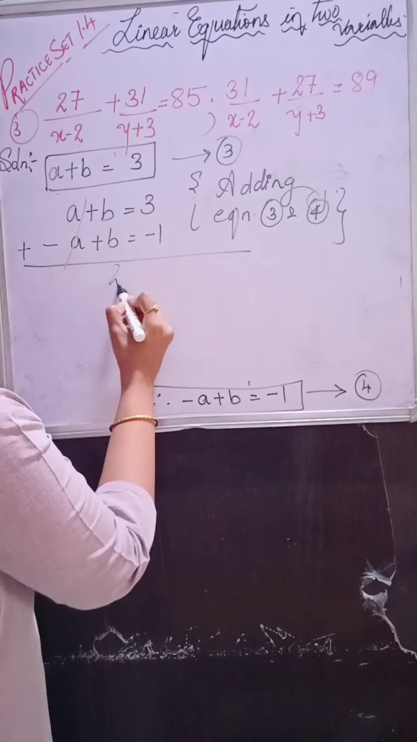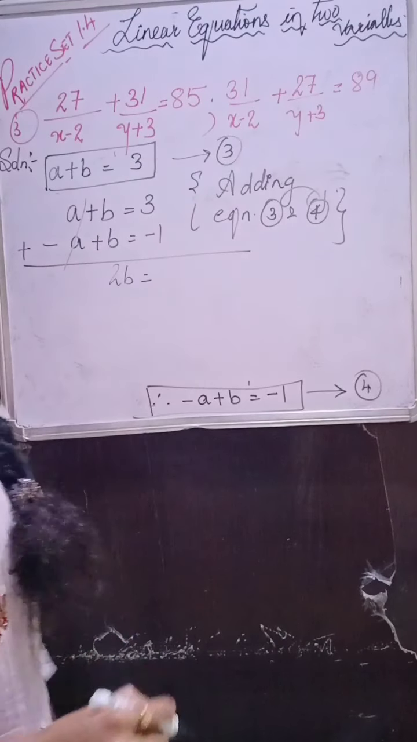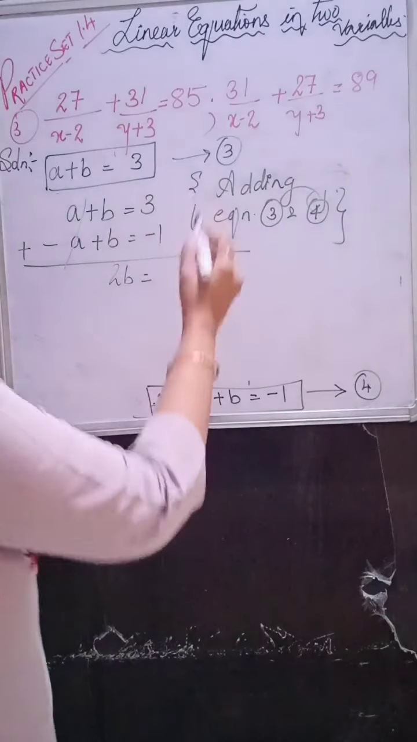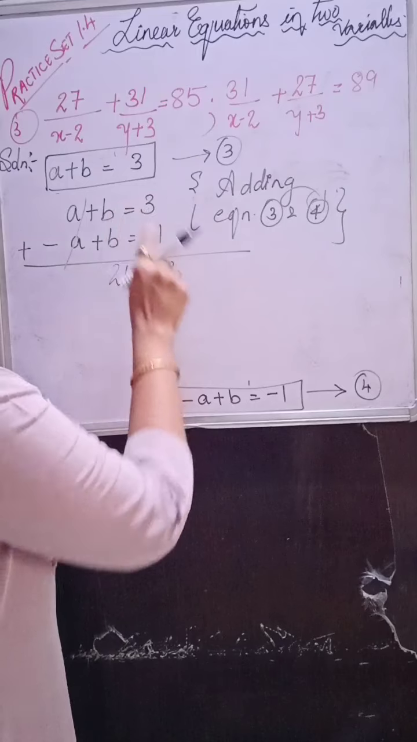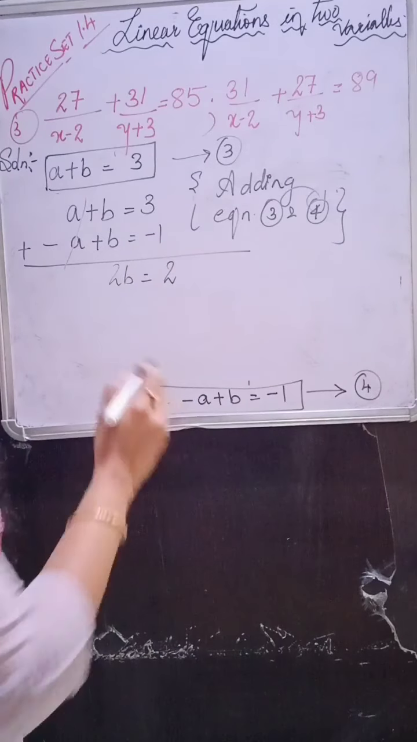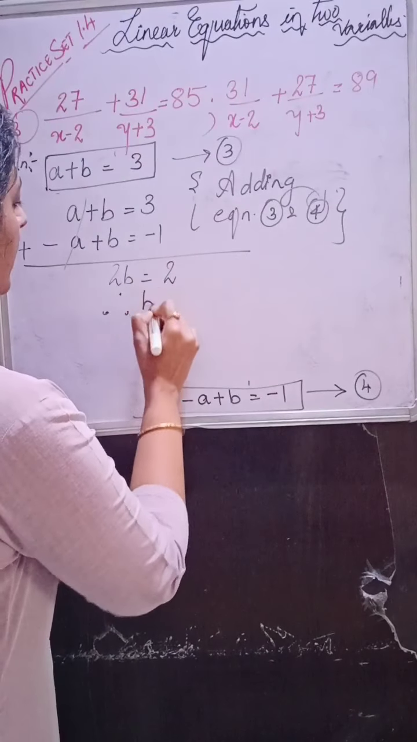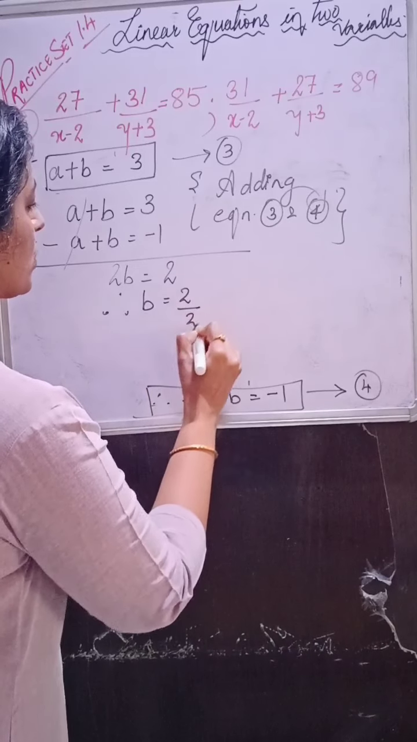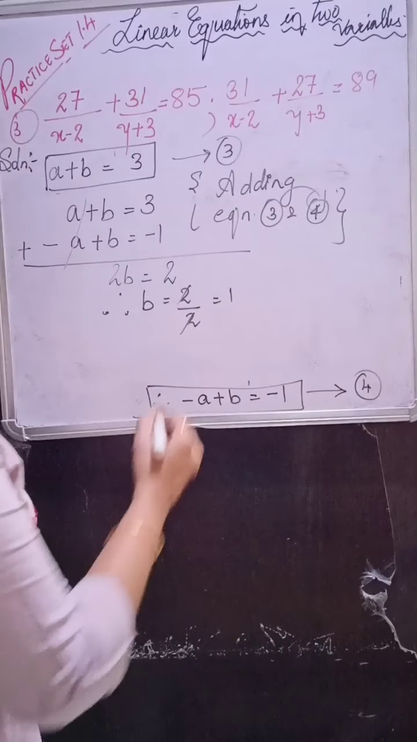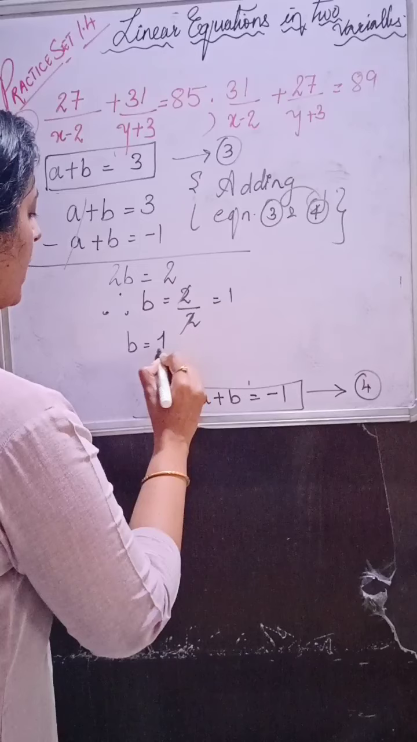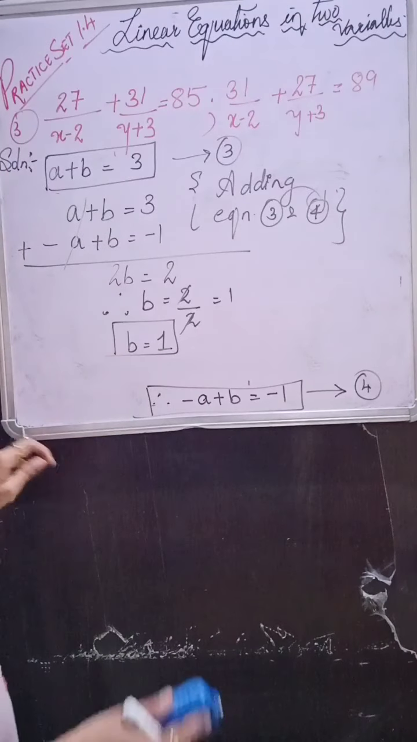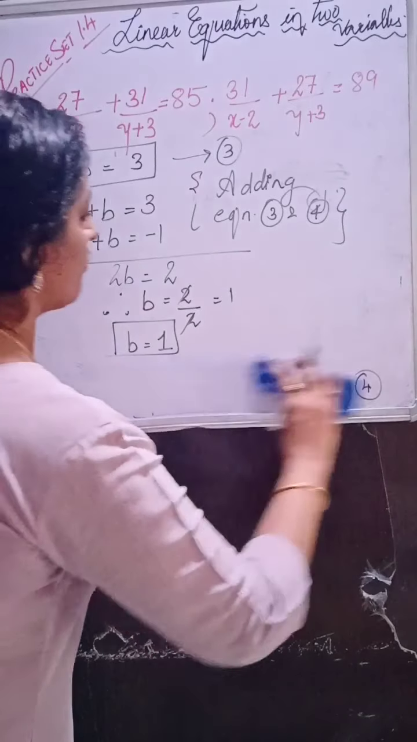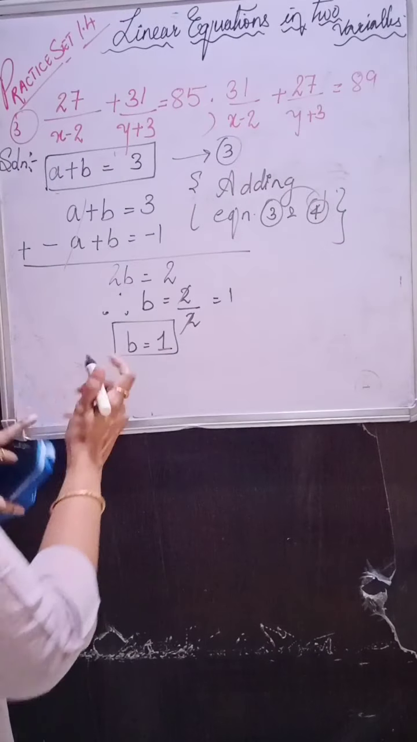b and b is 2b is equal to 3 minus 1. 3 minus 1 will be 2. 3 is the bigger number, plus sign. Therefore, b will be 2 upon 2, which is equal to 1. So we got b is equal to 1. Highlight. Substitute the value of b in equation 3. If b is 1, how much will be a?